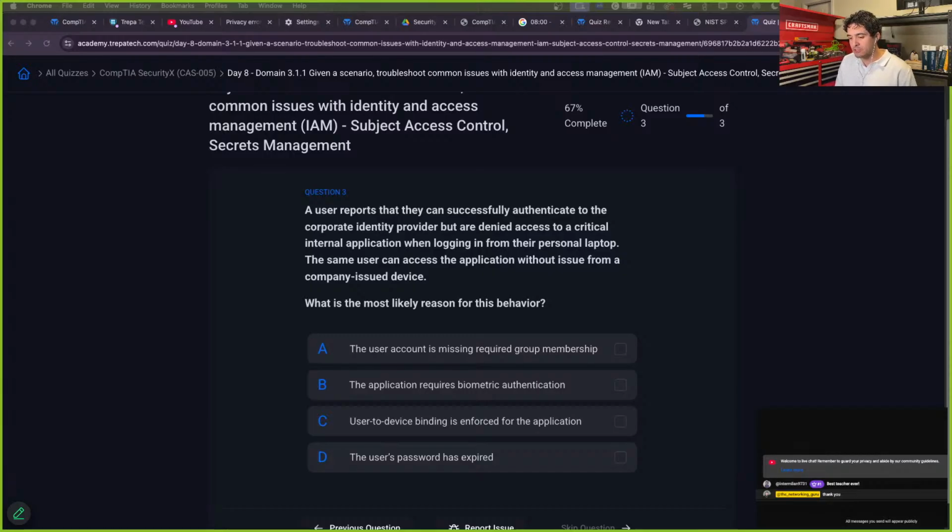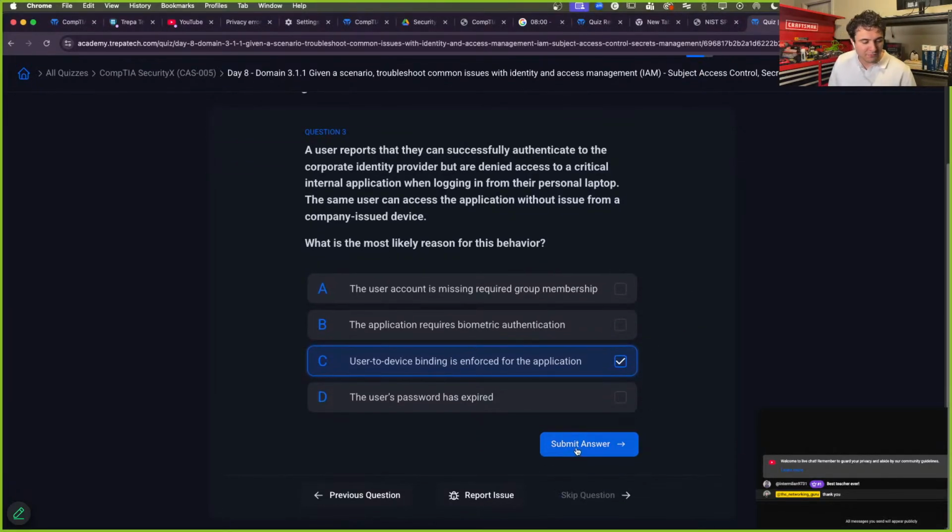So A, the user account is missing required group membership. No, because it works on a company device. The application requires biometric authentication. Nothing was mentioned about that being a failure. C, user-to-device binding is enforced for the application. Probably that, which I love. User-to-device just means company managed, whatever. The user's password has expired. No, because it can authenticate. Probably an agent installed. Yeah, probably some MDM. Like if you ever use Microsoft Intune, it's like only this user can be on this laptop, whatever. But yeah, C, user-to-device binding is enforced for the application.